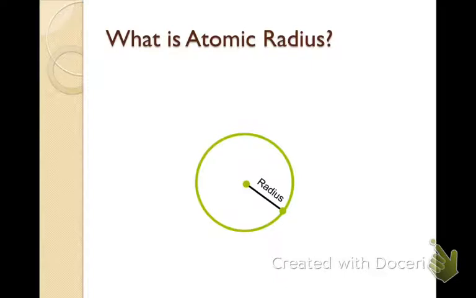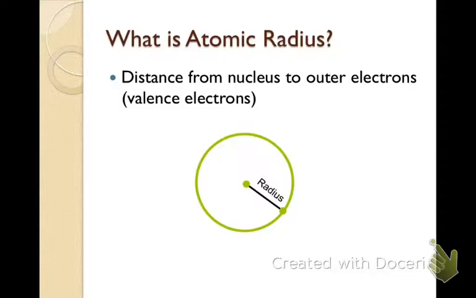So when we have the atomic radius, let's think about the radius of a circle. The radius of the circle is the distance between the center and the outermost edge of the circle. If we think about what an atom is, an atom is the smallest unit of matter. It consists of protons, neutrons, and electrons. So if we think about the atom, inside of a nucleus would be protons and neutrons, and we'll talk about these more in depth later on.